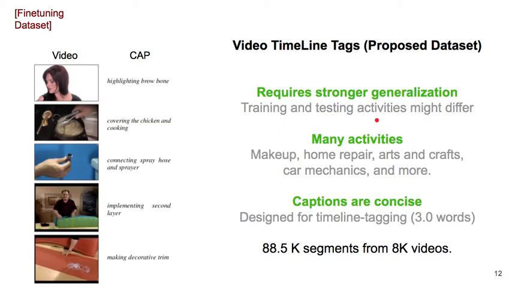Now let's look at our new dataset, video timeline tags. As you can see, it features many activities: makeup, still some cooking, home repairs, arts and crafts. There's also more things such as car mechanics. The captions are very concise, about 3 words on average, which is good for timeline tagging, and it requires stronger generalization. We didn't explicitly enforce that the same activities should appear in the training and in the testing set.